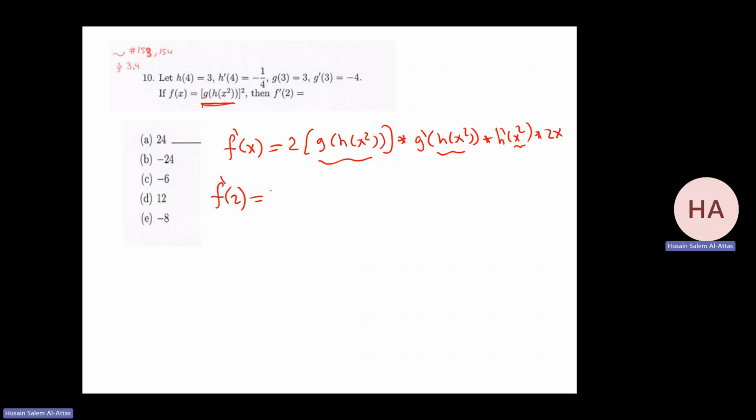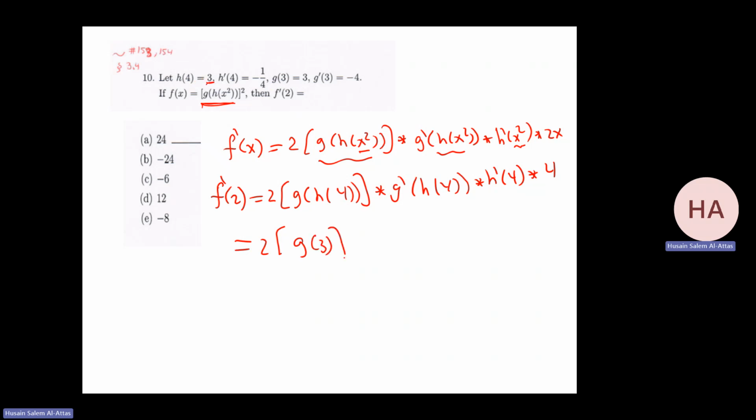Now we need to find f prime at 2. That will be 2. Be careful. H at 4 times g prime of h at 4, since x is 2, times h prime at 4 times 4. Okay, 2, g of h at 4. H at 4 is what? 3. So g at 3 times g prime of h at 4. H at 4 is 3. G prime at 3 times h prime at 4 is minus 1 over 4 times 4.